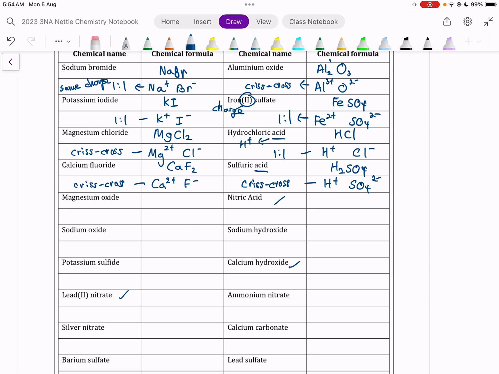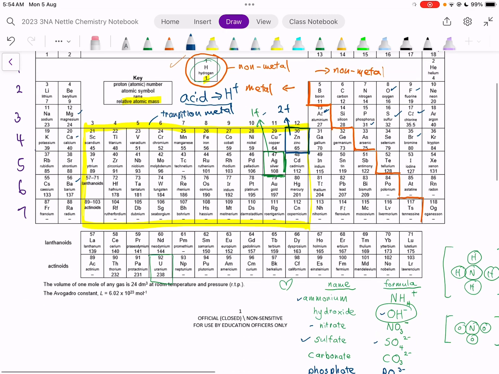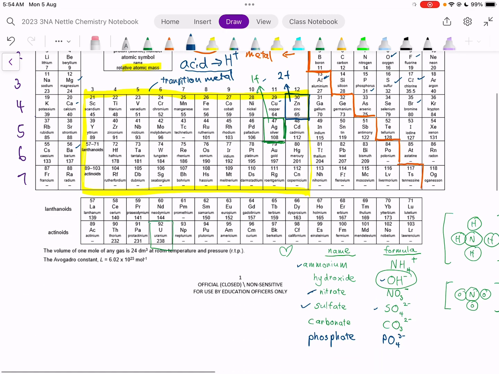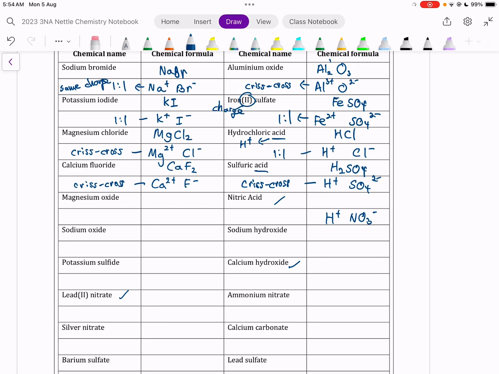Then maybe I show you a couple of others like this one, and then another acid. Nitric acid, so again H+. Then you have the nitrate polyatomic ion. You can see your periodic table, nitrate is over here, NO3-. So in this case you do a 1 to 1, HNO3.